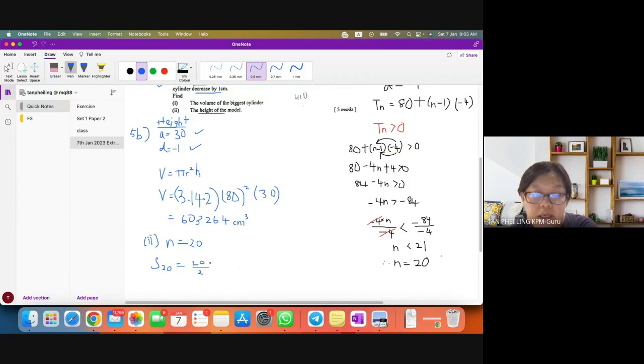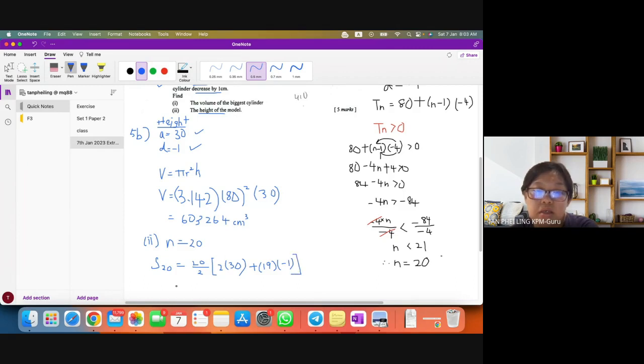And then bracket 2a will be 2 times our first term. What is our first term? Now you're looking at the height, so the first term of the height is 30. So please don't confuse. Just now one was for the radius. Now you need the total height. You're looking at the height progression where your first term is 30. 2a plus n minus 1, which is 19, times our difference, which is negative 1.